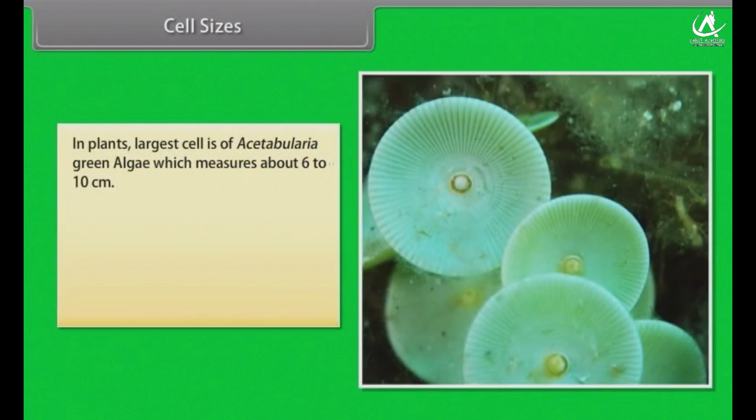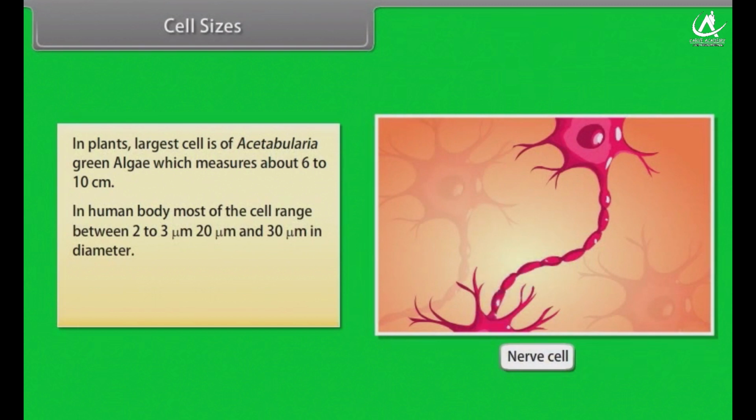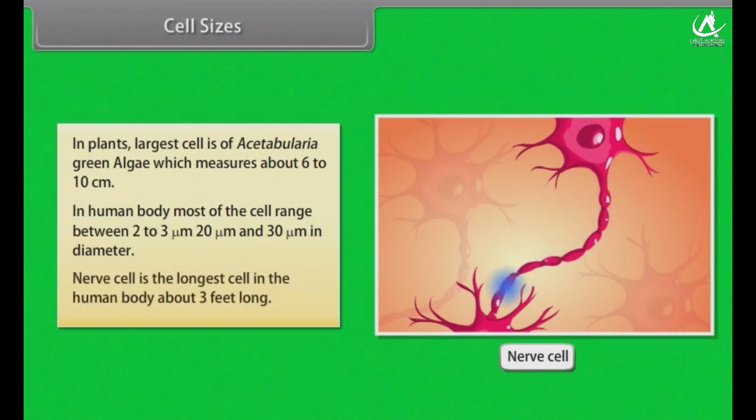In plants, largest cell is of Acetabularia, green algae, which measures about 6 to 10 centimeter. In human body, most of the cells range between 2 to 3 micrometer, 20 micrometer and 30 micrometer in diameter. Nerve cells are the longest cells in human body, about 3 feet long.